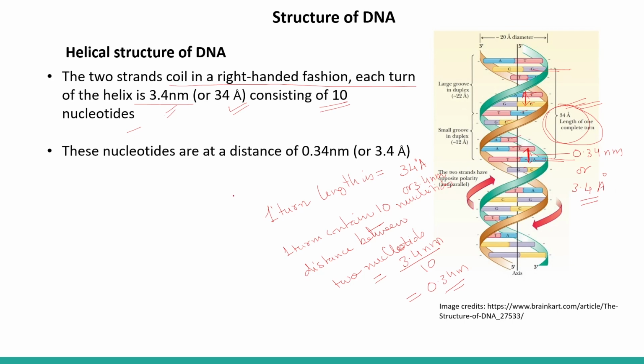So this is very, very important from the examination point of view. Some sort of numerical can be asked. So if you remember the distance of one helical turn and the number of nucleotides in one helical turn, that is 10, you can find out the distance, and in that way how many turns are present can also be found out, right?